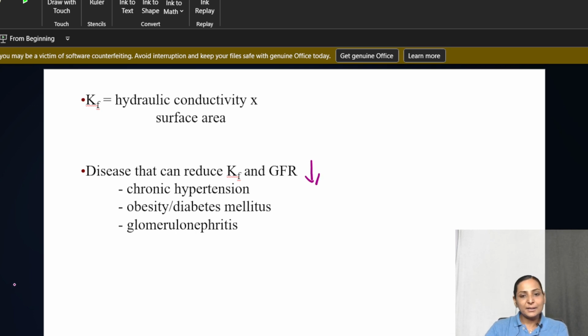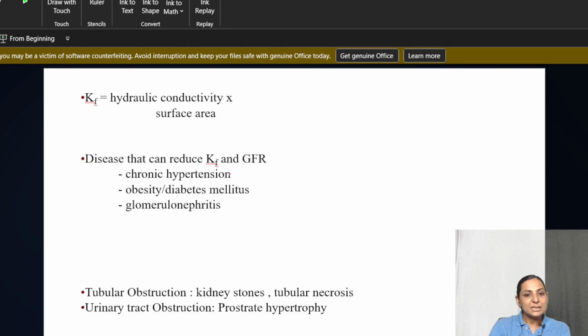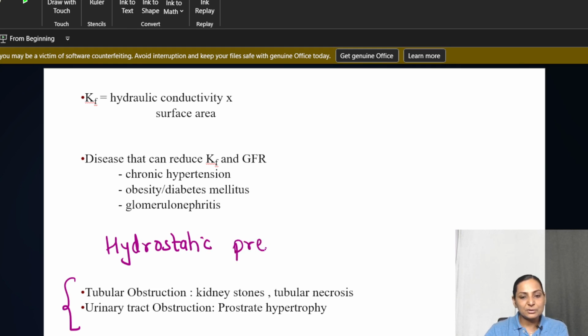Any condition where the glomerular capillary membrane is thickened, which could be glomerulonephritis, obesity, diabetes, hypertension. These conditions result in nephropathy. So in these nephropathies the Kf will be reduced and the GFR will be reduced. Now this we've seen. Okay, the second important force is the hydrostatic pressure of the Bowman's capsule.